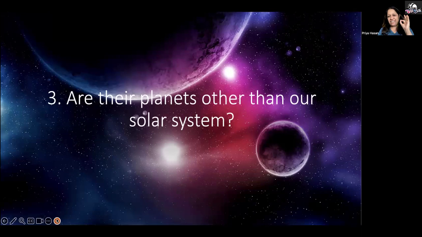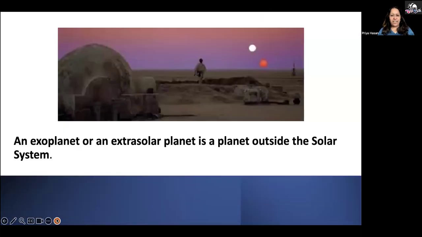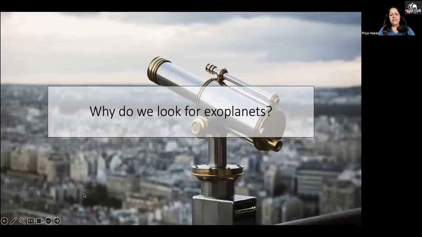Let's first come to the first question: are there planets other than the planets of our solar system? I think many of you know the answer. These planets are called exoplanets, a planet outside the solar system. This is from a science fiction movie, Tatooine, where you can see 2 suns. But obviously, the first step is to look for exoplanets. So how do you look for exoplanets?